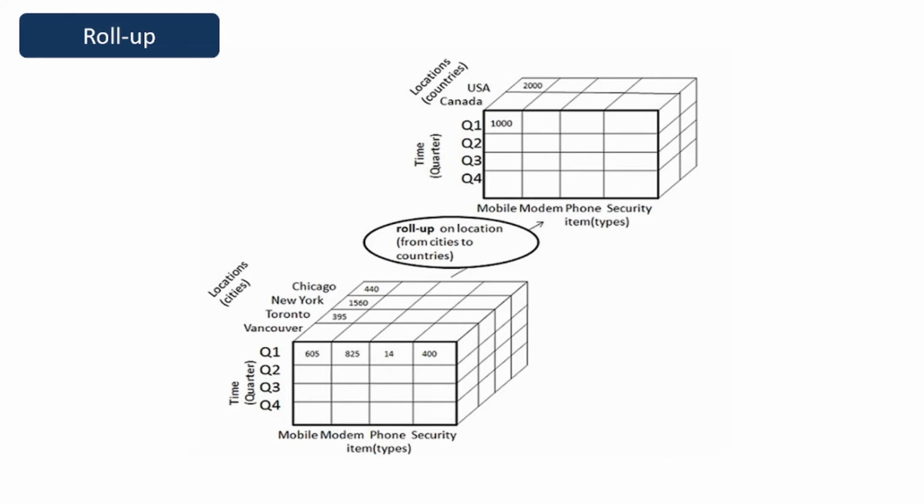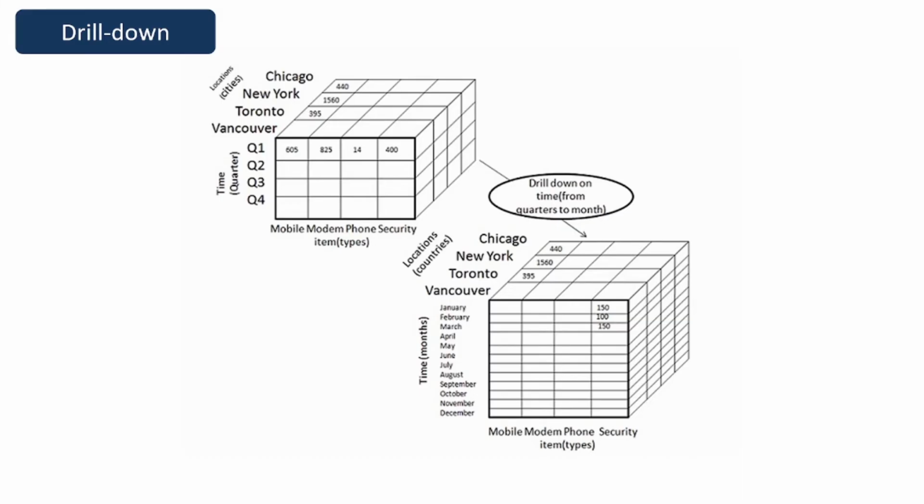Imagine you have sales data for different cities like Chicago, New York, Toronto, and Vancouver. But now you want to see the total sales for the entire country. So you climb up the hierarchy from city to country. That's roll-up. It takes detailed data and groups it together at a higher level. Pretty neat, right?